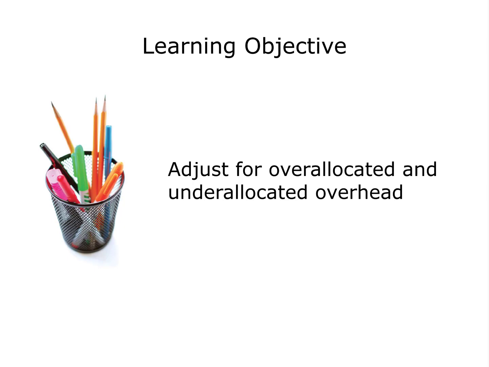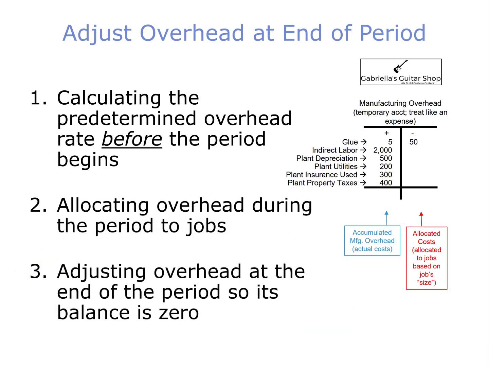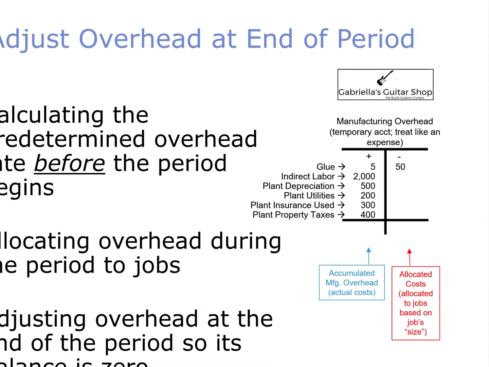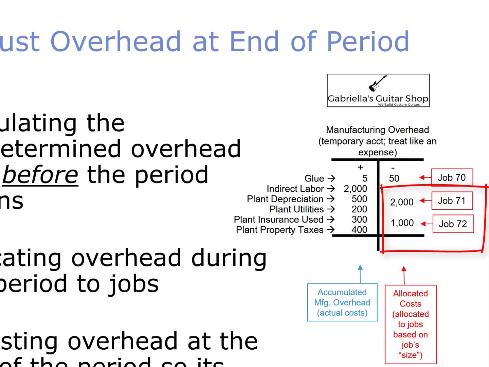The next learning objective is adjusting for overallocated and underallocated overhead. Before we can do the final step for allocating overhead costs, which was step 3, we need to update our example so that it's more realistic. Earlier, we allocated $50 of overhead to job 70. But realistically, Gabriella's guitar shop also finished other jobs and allocated overhead to them too. So let's assume these jobs were finished and had overhead allocated to them. Apparently there was a lot of direct labor associated with them because each one was allocated a lot of overhead.